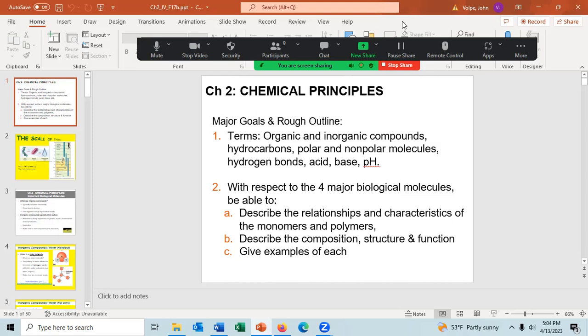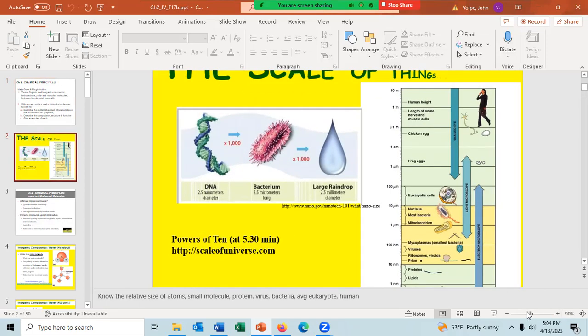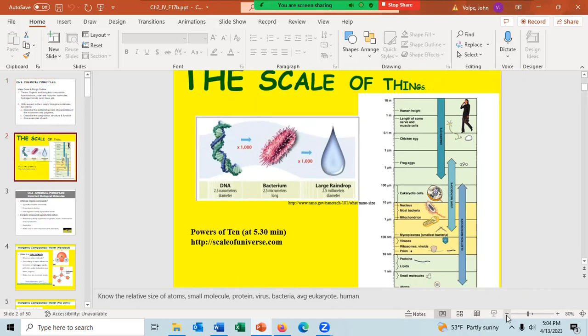Let's see if I can raise that. All right, so this is showing you the scale of things, a picture from your book. You should know the relative order of things in this chart. Let me shrink that down a bit. Why can't I get that all in there?